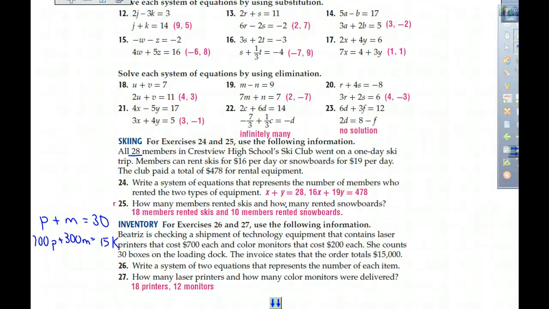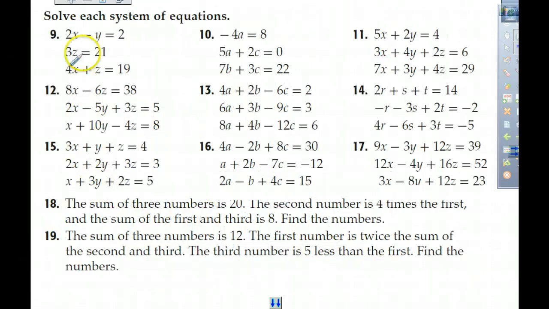Let's go ahead and start. It's just the first homework problem. As you can see, you now have 3 equations, and many of them have 3 variables. That's a step up from today.